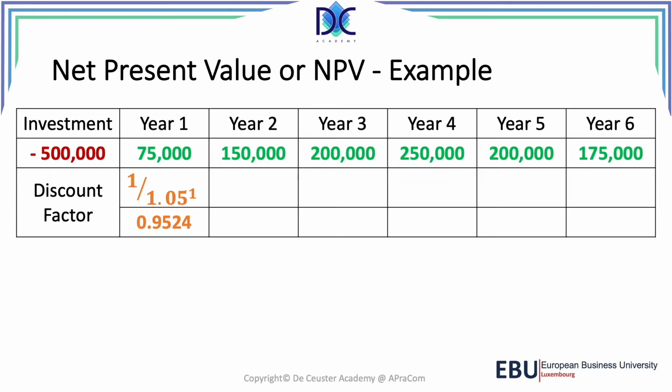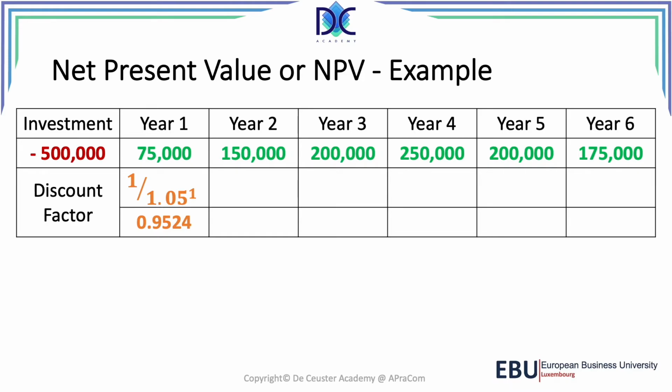The discount factor for year 1 is 1 divided by 1.05 to the power 1, which is 0.9524. So that's the discount factor, and we have to multiply the cash flow with the discount factor to find the discounted value of the cash flow. It will always be lower, so be aware of that. If you find a value which is higher, something is wrong.